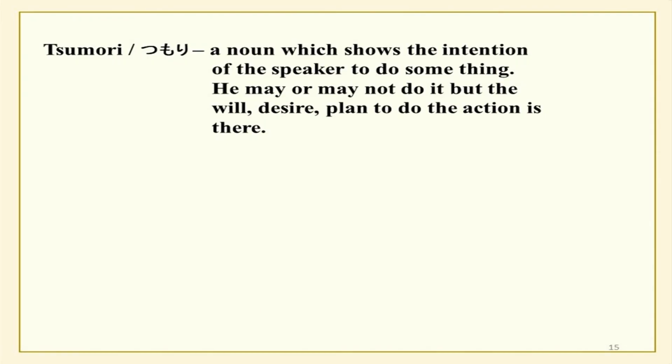Now, there is something else that was there in the passage, so I want to do that. Another word that we had in the passage was Tsumori. I know a lot of time has already gone. So, what is Tsumori? Tsumori is a noun which shows intention or plan of the person. The speaker tells about his own plan, his own intention, what he plans to do.